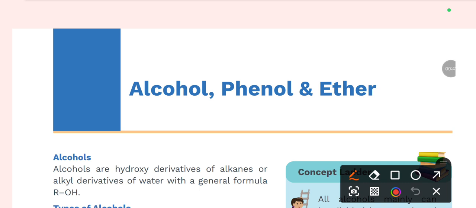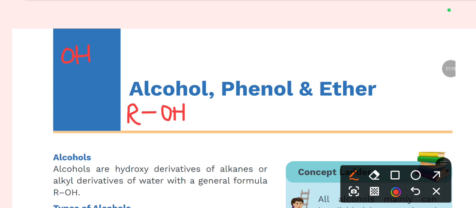If I talk about alcohols, the functional group in all the three is OH. What is the functional group? The functional group is OH. In alcohols, to the alkyl group or to alkanes, the OH group is attached. Alkyl means R, to R the OH, that is the hydroxyl group, is attached. So these are alcohols. Coming to phenols, in phenols to the benzene ring OH is attached.